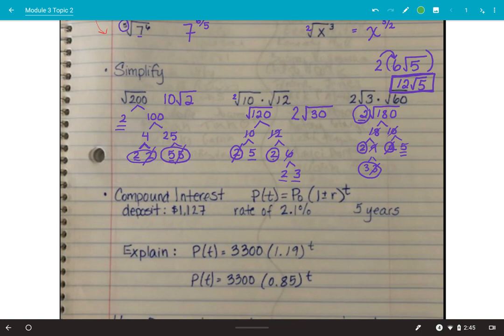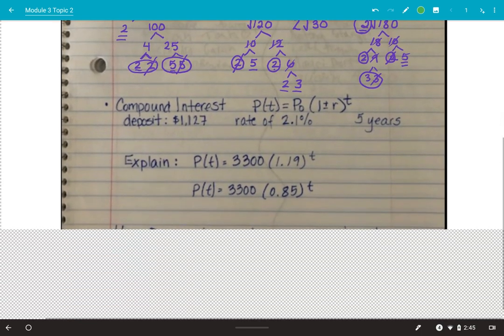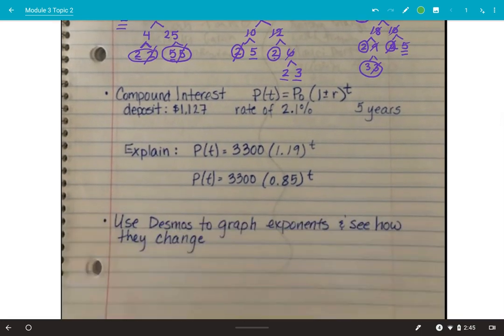Okay, so let's go to the next ones. These are going to be compound interest. These are the exponentials. If you notice, we'll keep going. Here's the formula you're going to use, and usually they're going to give you it every single time. Okay?